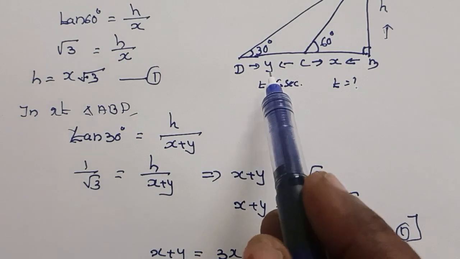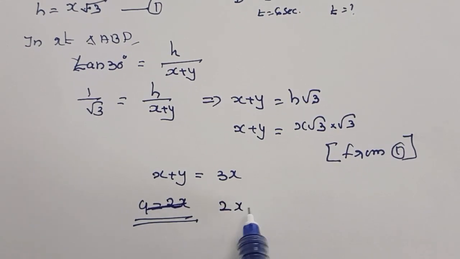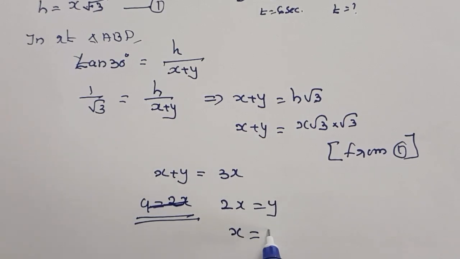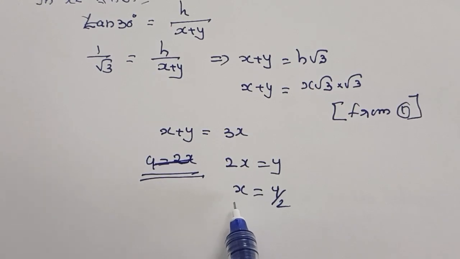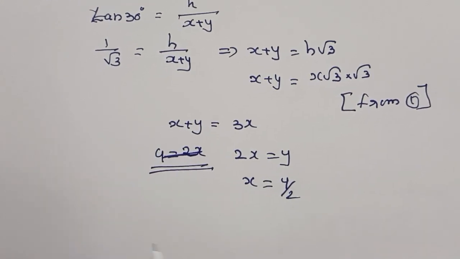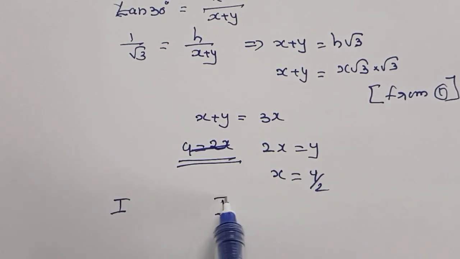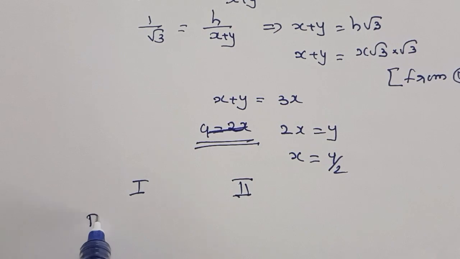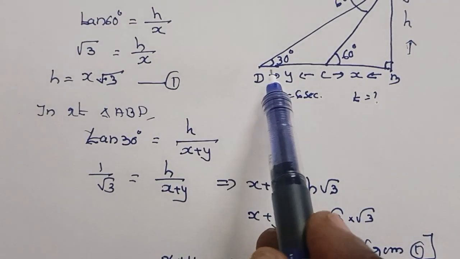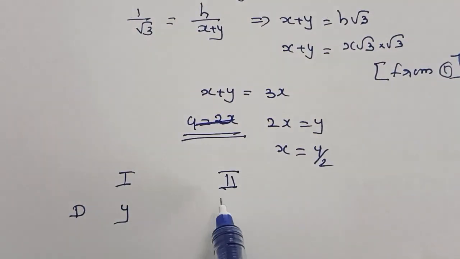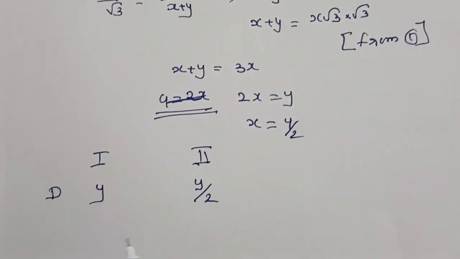We have to find x, isn't it? So 2x equals y, therefore x equals y by 2. Distance traveled by the car in the second case equals y by 2. Now we can take two cases, first case and second case. Distance traveled in the first case equals y, and in the second case it is x, x equals y by 2.